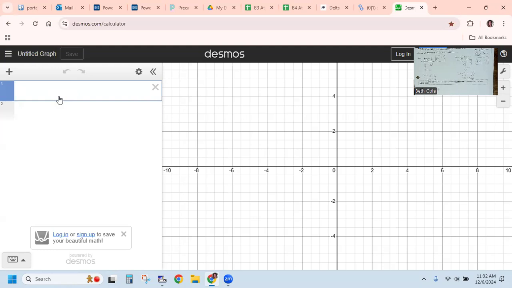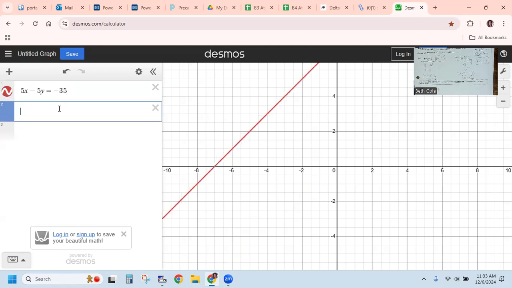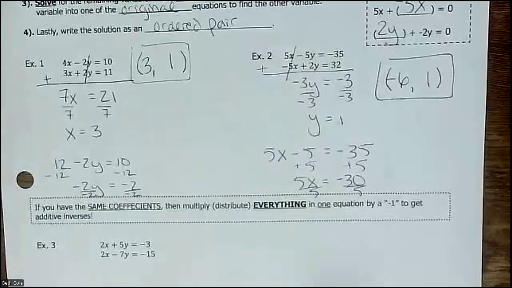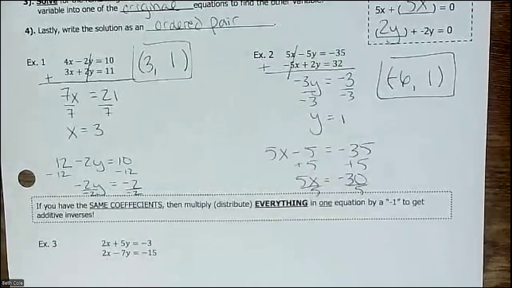But let's look at example 2, the one that we just did. And you guys watch me type this and make sure I don't make a mistake because I made a mistake last time and you guys had to call me out on it. Negative 35. Did I type that one right? Okay, and then what's the other one? Minus 5x plus 2y equals 32. Click on the intersection. What do we get? Negative 6, 1. That's our answer. You can do that to check your work, not to do the problem. You have to actually show work. Okay, I want to see all of this. But you can do that to check your work.